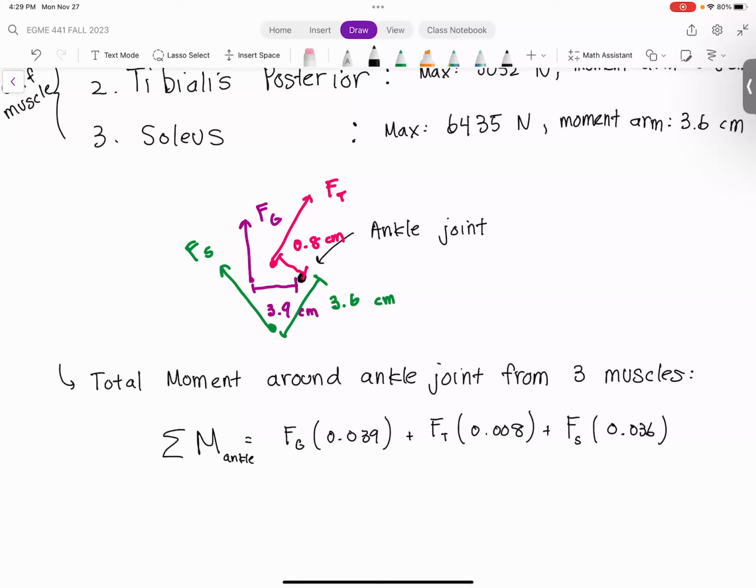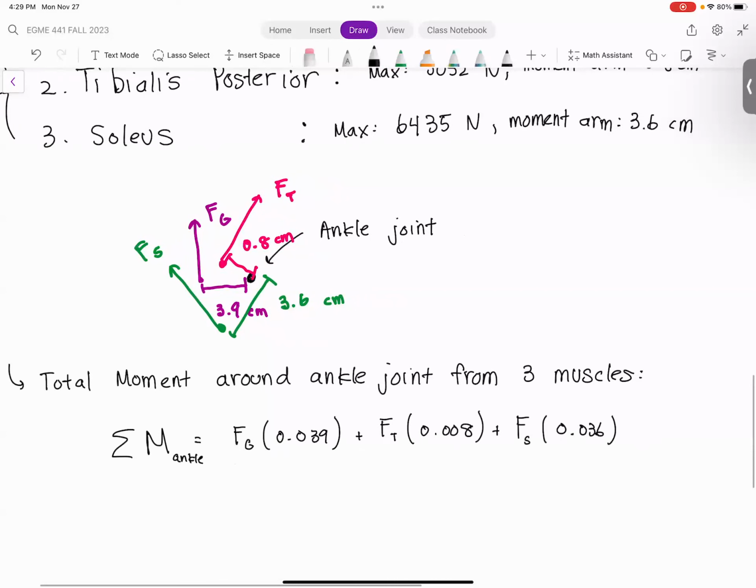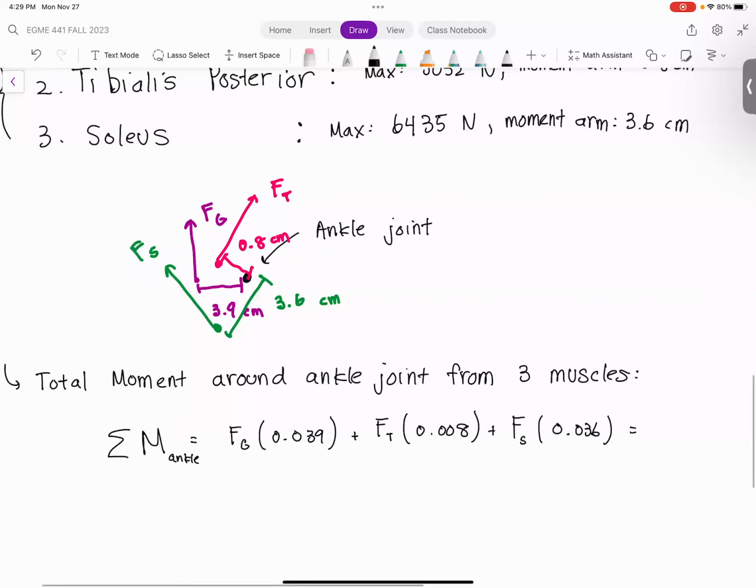Each of those moments that I've shown in the figure produces a clockwise moment. Typically clockwise moments are made negative, but since they're all going in the same direction, I'm just changing their sign to positive in this case. You could just as easily make them all negative, as long as all three of them have the same sign.